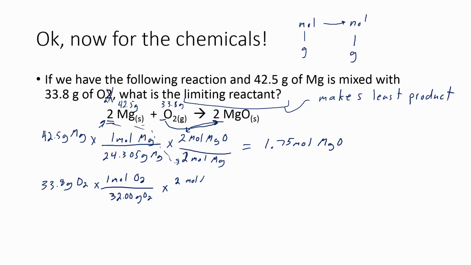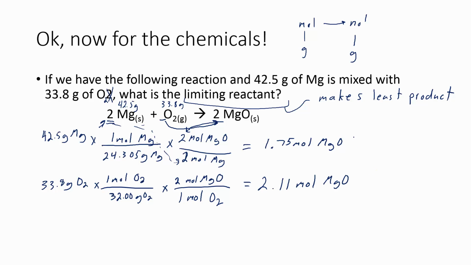So I have 2 moles of magnesium oxide for every 1 mole of oxygen I use up. So 33.8 divided by 32 times 2. No, that calculator just gave me something impossible. Let's try that again. 5 times 2. Yeah, it looks like a real number now. 2.11 moles of magnesium oxide.